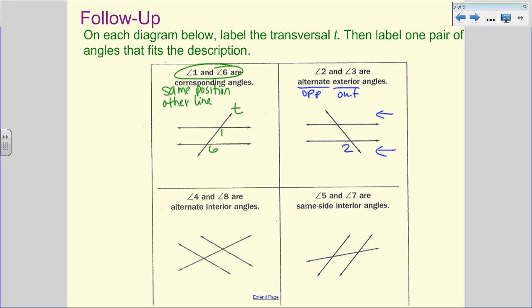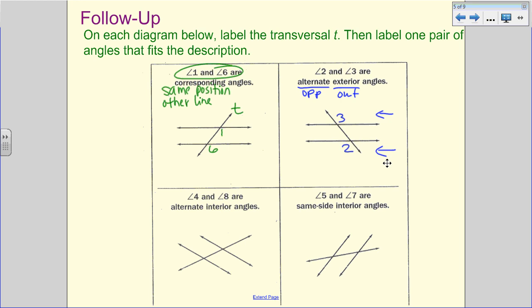I then need to be opposite. So instead of being on the left, I have to be on the right-hand side, but I still need to be outside the two lines. So here's where angle 3 can go. This one's a little bit more limited. I don't have as many positions to put angles. We only have the 2 spots outside the lines. So you either have the left or the right-hand side outside.